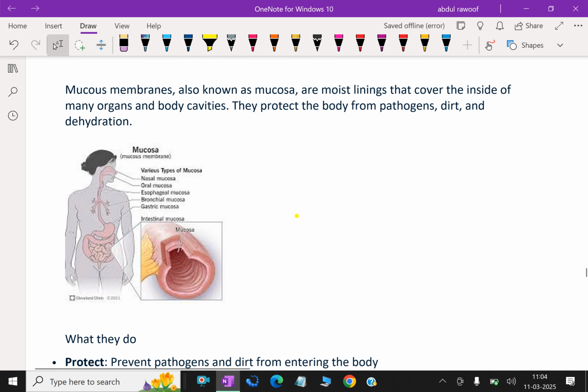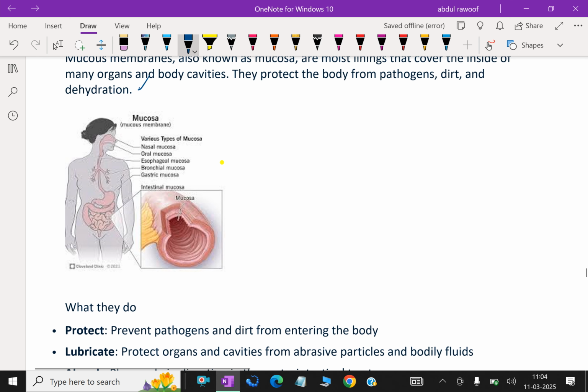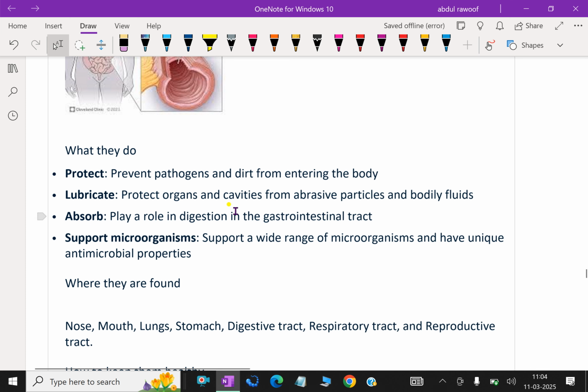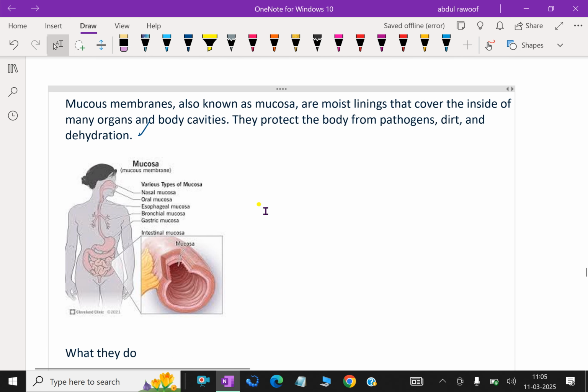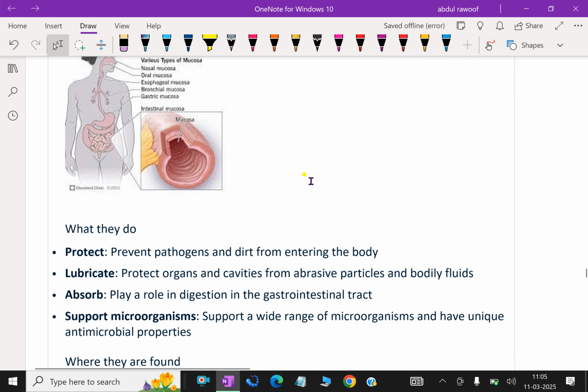Next, mucous membranes. What are mucous membranes? Also known as mucosa, or moist lining that covers the inside of many organs and body cavities. They protect the body from pathogens, dirt, and dehydration. What they do: protect, that is, mucous membranes prevent pathogens and dirt from entering the body.